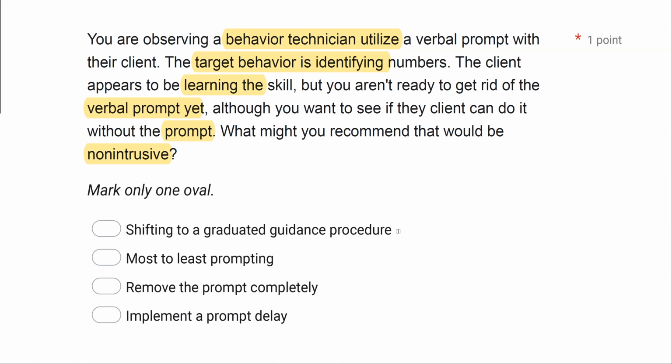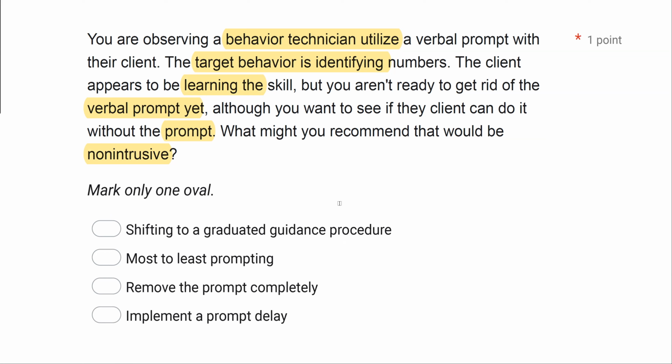Let's take a look. A, shifting to a graduated guidance procedure. A graduated guidance procedure is a physical prompting procedure. We want to be non-intrusive, eliminate A. What about most to least prompting? Well, we just talked about most to least prompting begins with physical prompting. We want to be non-intrusive, eliminate B.